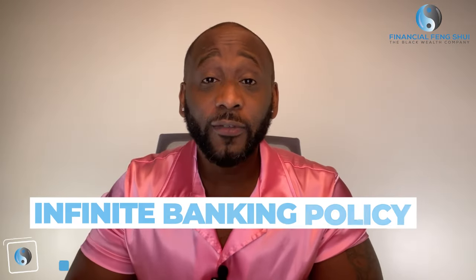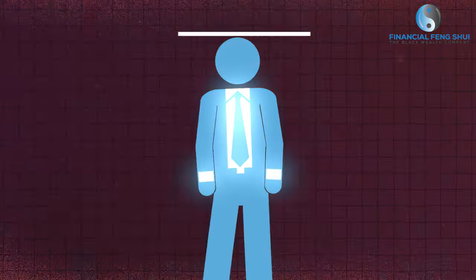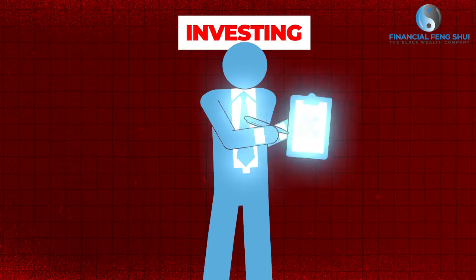Let's say you have your infinite banking policy. There's one thing you've got to remember: you're going to have to make a change to that policy, either the whole life policy or the index universal life policy, whichever policy you choose to use for infinite banking. You're not going to want to start investing right away. You're going to want to make sure you make an adjustment to the death benefit of that policy.